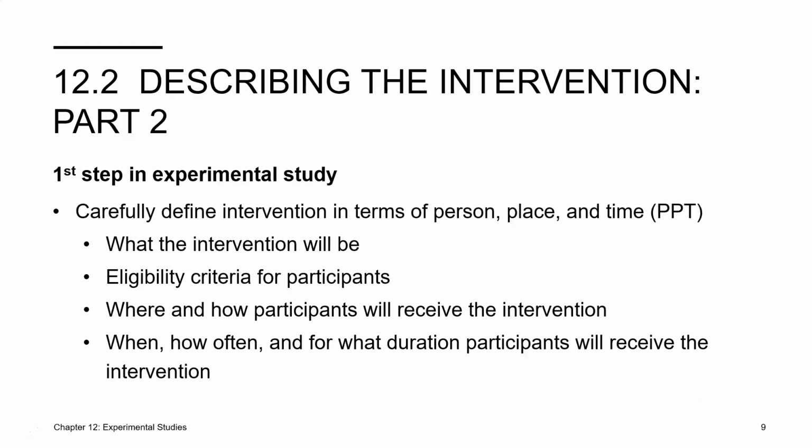So one of the first steps in an experimental study is to carefully define the intervention in terms of person, place, and time. So you want to consider what the intervention will be, the eligibility criteria for the participants, where and how they will receive the intervention, and then when, how often, and for what duration they will receive the intervention.